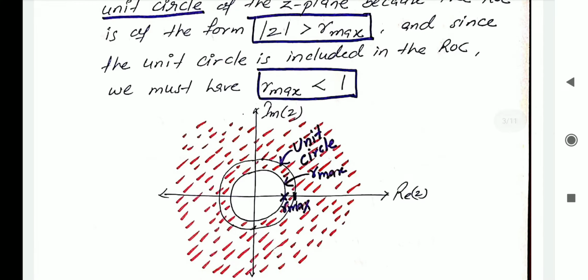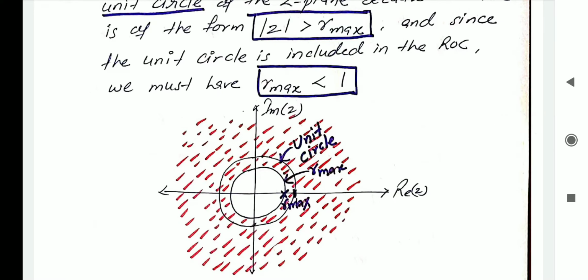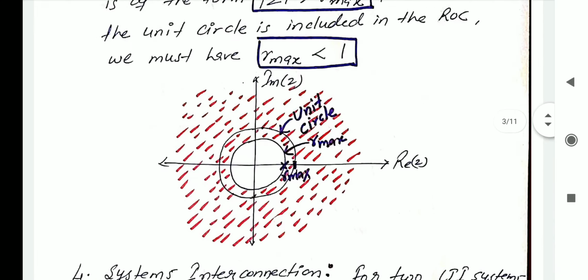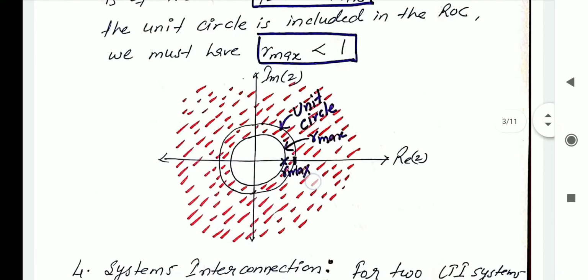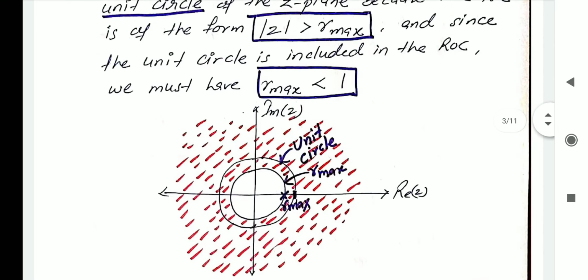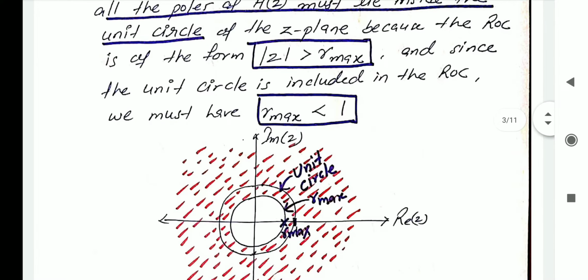That means R max is a circle. Here R max is an inner circle where the ROC is the outside of the circle of radius R, and according to the condition of stability, the unit circle must lie in the ROC. Hence R max should be a lesser value than 1. So this is the condition for a system to be a causal system as well as a stable system, that is R max should be less than 1.